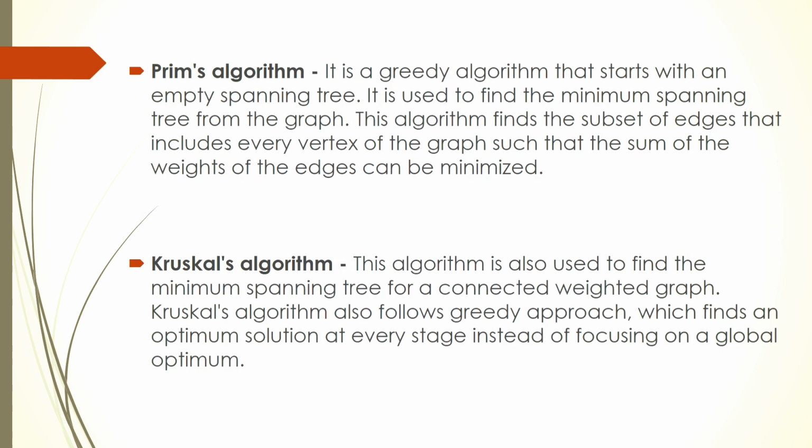First of all, let's understand Prim's algorithm. It is a greedy algorithm that starts with an empty spanning tree. It is used to find the minimum spanning tree from the graph. This algorithm finds a subset of edges that includes every vertex of the graph such that the sum of the weights of the edges can be minimized. And coming to Kruskal's algorithm, this algorithm is also used to find the minimum spanning tree for a connected weighted graph. Kruskal's algorithm follows a greedy approach, which finds an optimum solution at every stage instead of focusing on a global optimum.